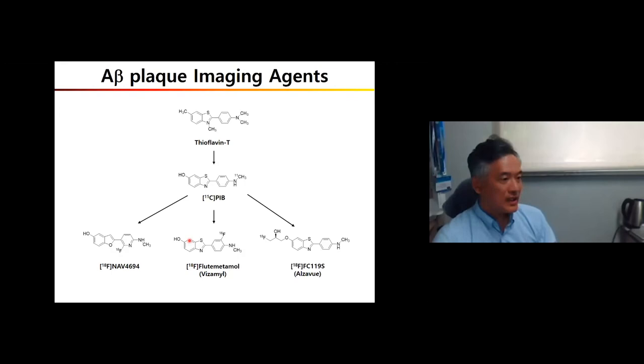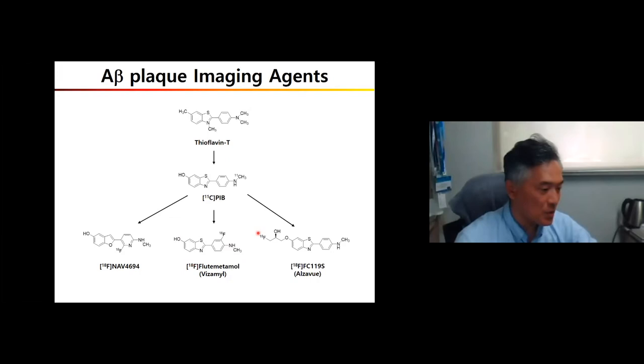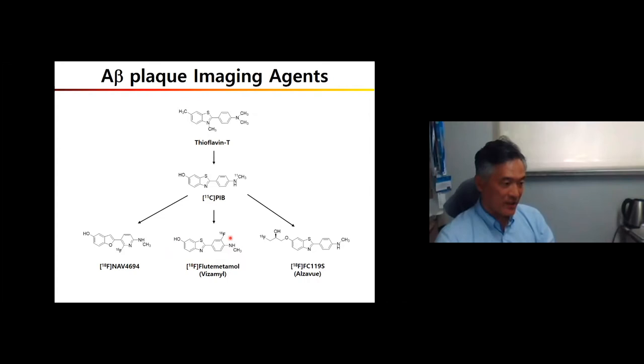From thioflavin T, they invented the C11 PIB. From this chemical skeleton, the PIB patent was sold to GE Healthcare, and then GE Healthcare continued to develop the F18 version of the PIB. As you can see here, it is almost the same structure as the PIB, but the F18 is located in the ortho position of this amino group.